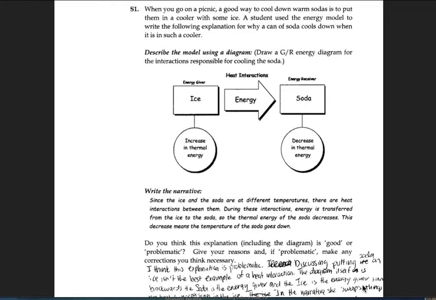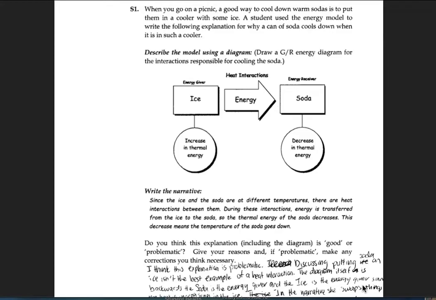In the narrative, she swaps things around there too. The correct narrative and diagram would be: the soda is the energy giver because it decreases in thermal energy, lowering its temperature and giving energy to the ice, making the ice the energy receiver and causing it to increase in thermal energy, since the ice eventually will get warm and melt, and the soda is the one that will stay colder longer.